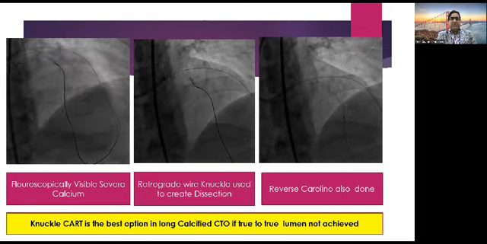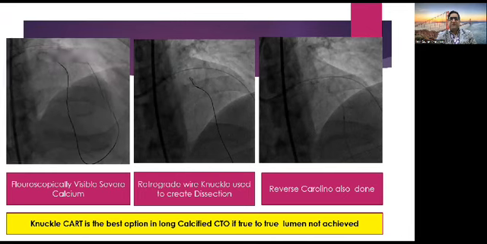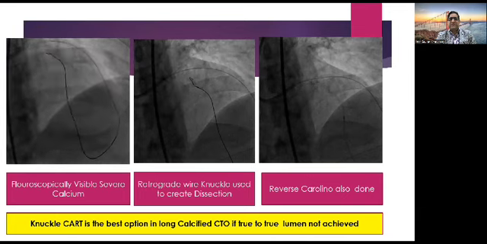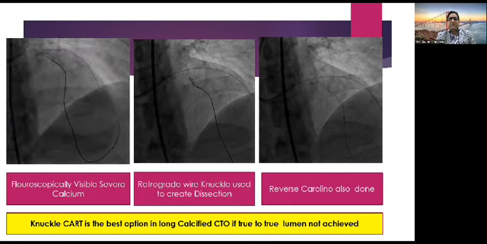So we were stuck in this situation, and we know that when you have a calcified CTO and your distal microcatheter or wire is not coming into the lumen, then we are left with the option of a knuckle. It's a promising technique, especially in a calcified CTO segment where the retrograde wire and microcatheter are not able to get both into the true lumen across the CTO.